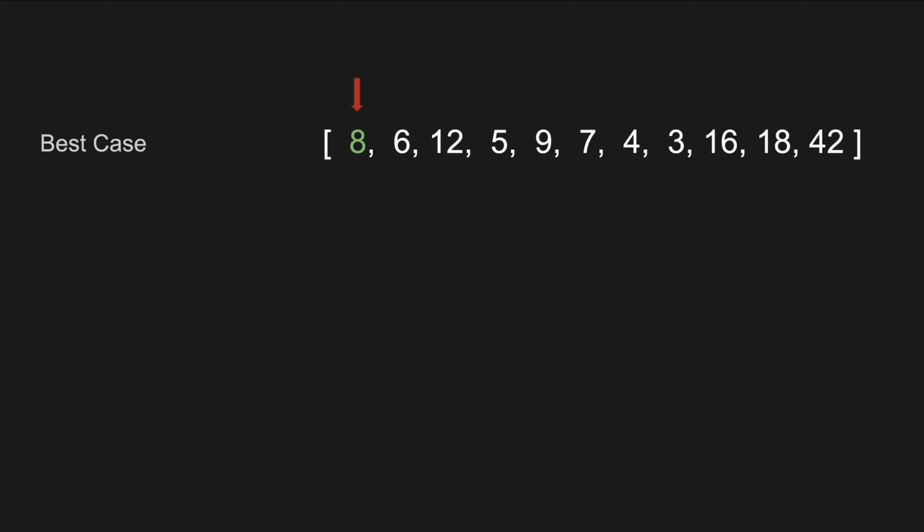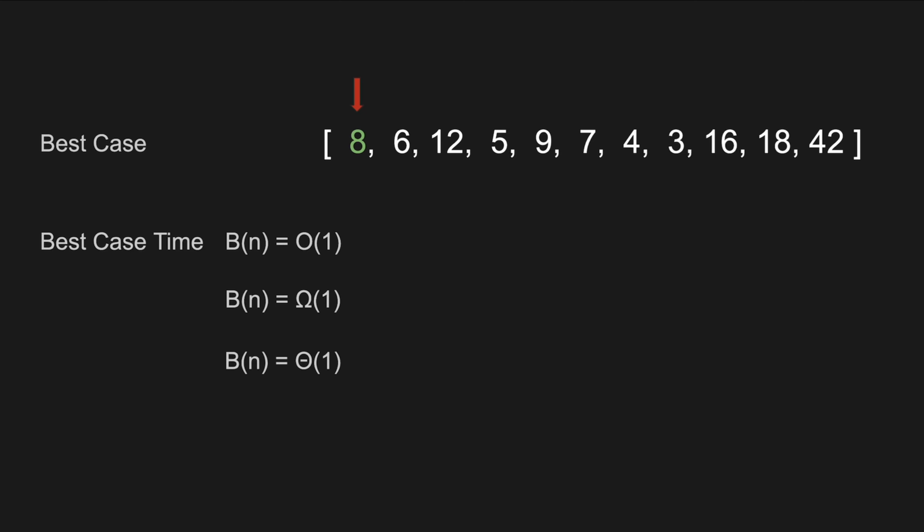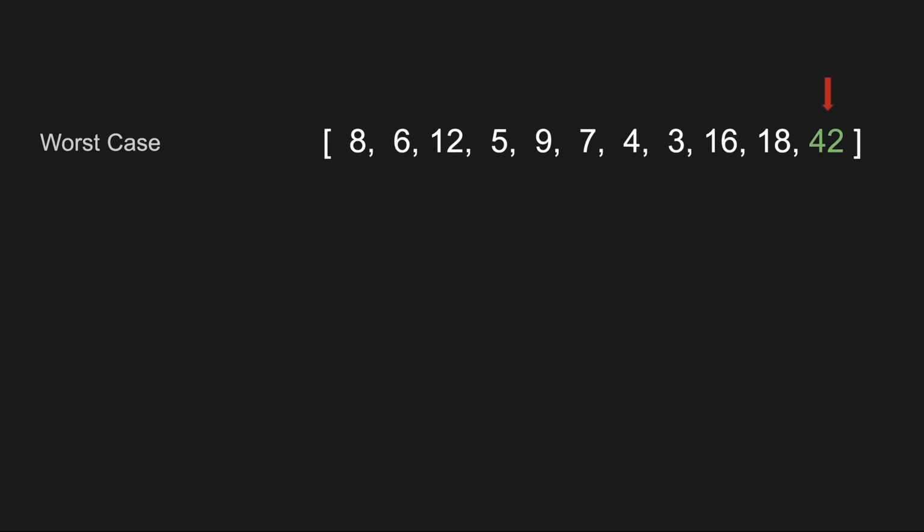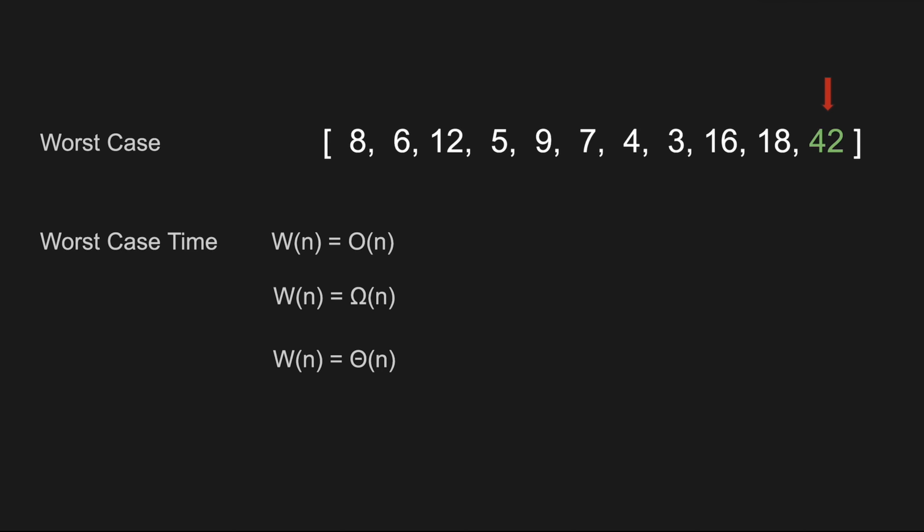The best case would be when we search for a key element that is present at the first index. The best case time for a list of n elements would be O(1), which is constant and can also be written as Omega or Theta of 1. On the other hand, the worst case would be when we search for a key element that is present at the last index. And the worst case time is then O(n).